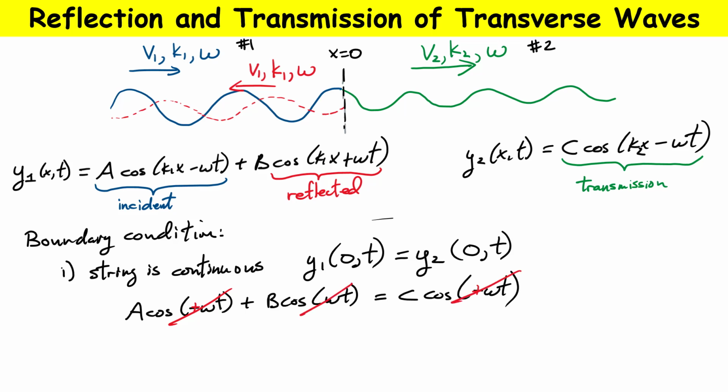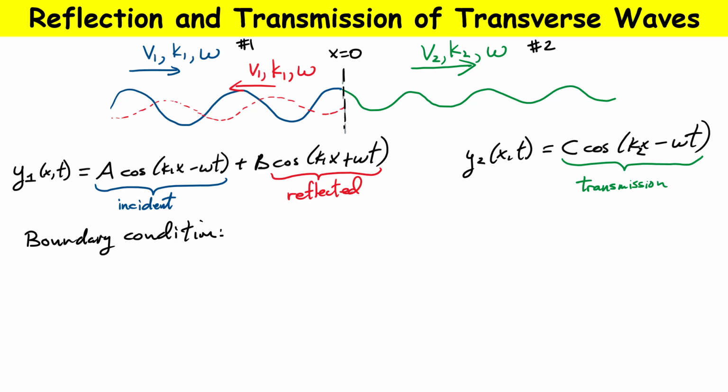And now we're left with this first boundary condition, which says that these amplitudes are simply related using this equation: A plus B, the amplitude of the incident wave plus the reflected wave, must be equal to the amplitude of the transmitted wave. So we have one equation now, and we have three unknowns. We're going to need at least one other equation if we're going to try to find at least ratios between these different quantities. So we need one more boundary condition.